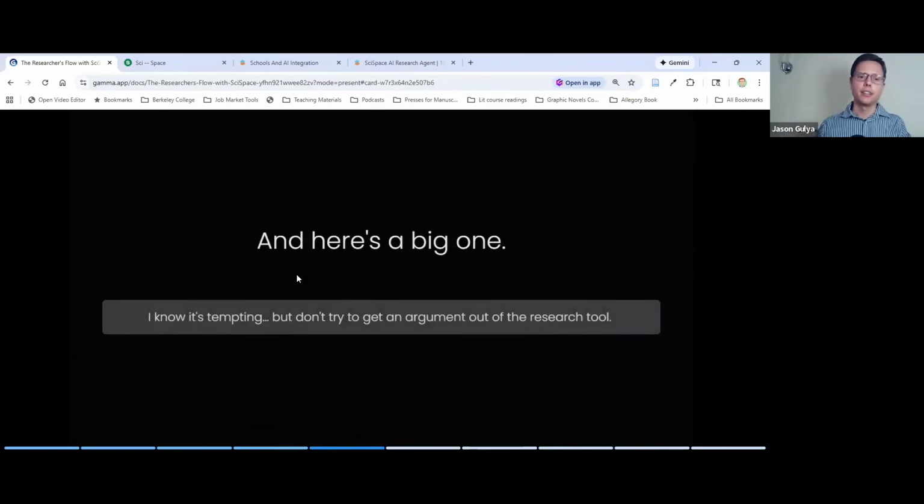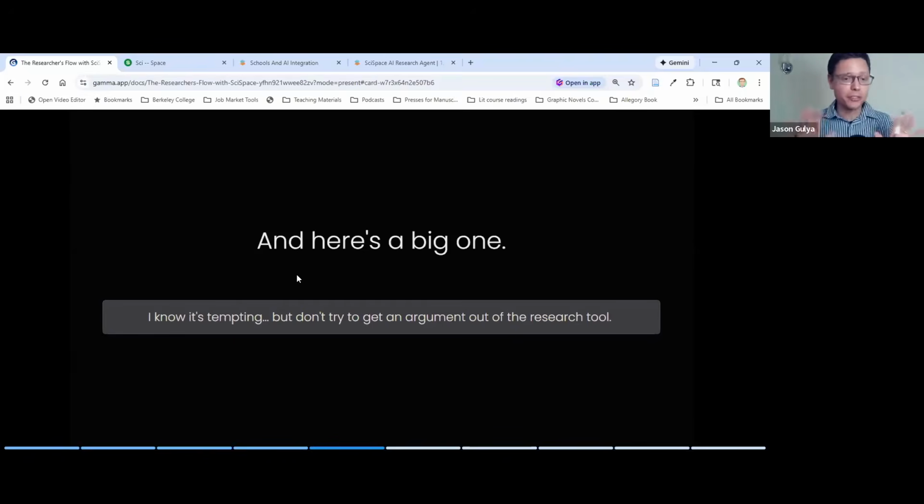Alright, so here's a big one. It is very tempting to use these AI research systems to create an argument for us, right? To really push it. Give me the research, give me the argument.